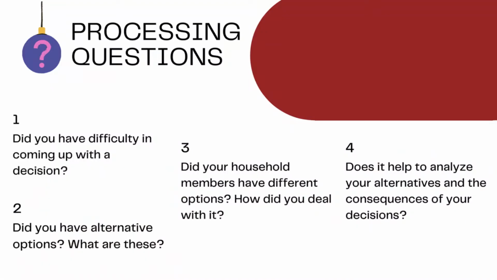After your discussion, you also have to think of the processing questions. Did you have difficulty in coming up with a decision? Did you have alternative options? What are these? Did your household members have different options? So how did you deal with it? Does it help to analyze your alternatives and the consequences of your decisions?